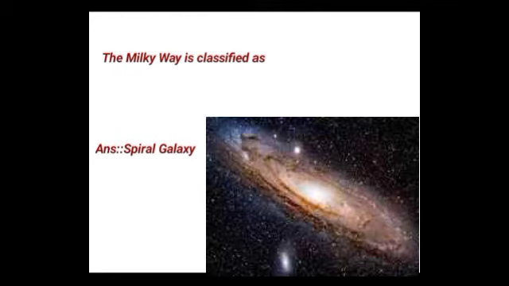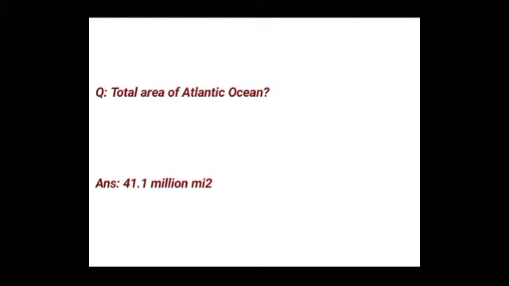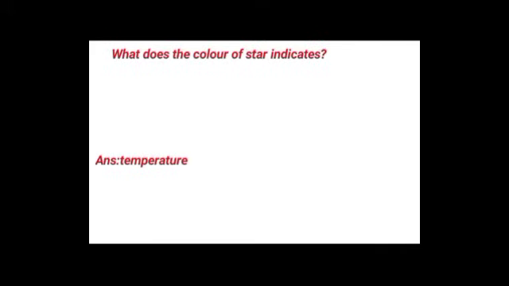The Milky Way is classified as, answer is spiral galaxy. Total area of Atlantic Ocean is 41.1 million square miles. What does the color of a star indicate? Answer is temperature. The different colors of a star indicate the temperature of the star.